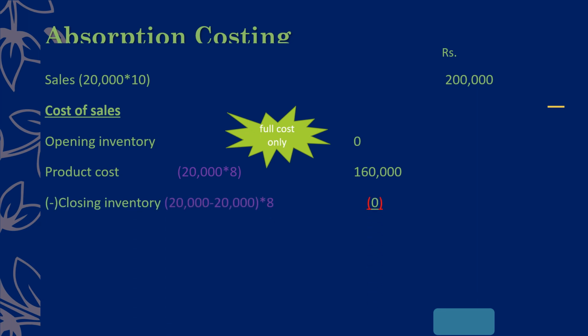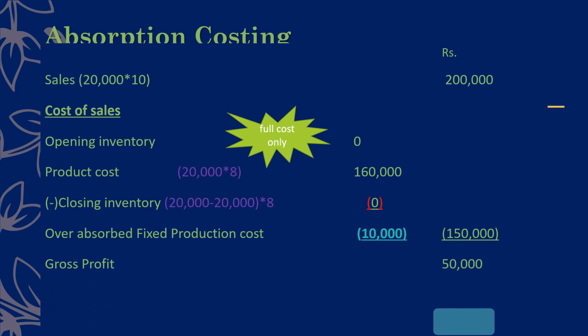Then we have to deduct the closing inventory. Here we don't have any closing stock. Therefore, the value is 0. Then from that value, we have to deduct the over-absorbed fixed production cost. That is 10,000. So, the cost of sales figure is 150,000 and the gross profit is 50,000. From that value, we have to deduct the admin, sales and distribution expenses, which is 15,000. So, the net profit is 35,000 when we are going to sell 20,000 toys.